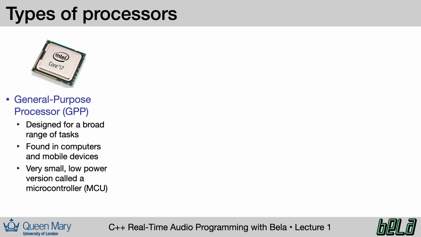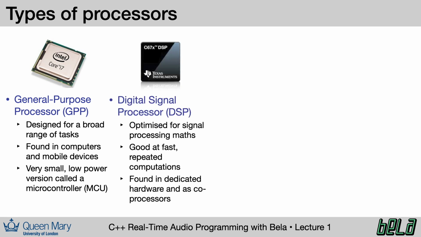Now let's switch topics and talk about some of the resources that we would use to implement real-time systems. There are a variety of types of processor that could be used to implement audio code. One of them, and the most frequently encountered, is the general purpose processor. This is your Intel or your ARM chip that powers your laptop or your phone. These processors are jacks of all trades designed to do a variety of tasks reasonably well. There are small low-power versions of these processors which are called microcontrollers. This is what you'll find on boards like Arduino, for example.